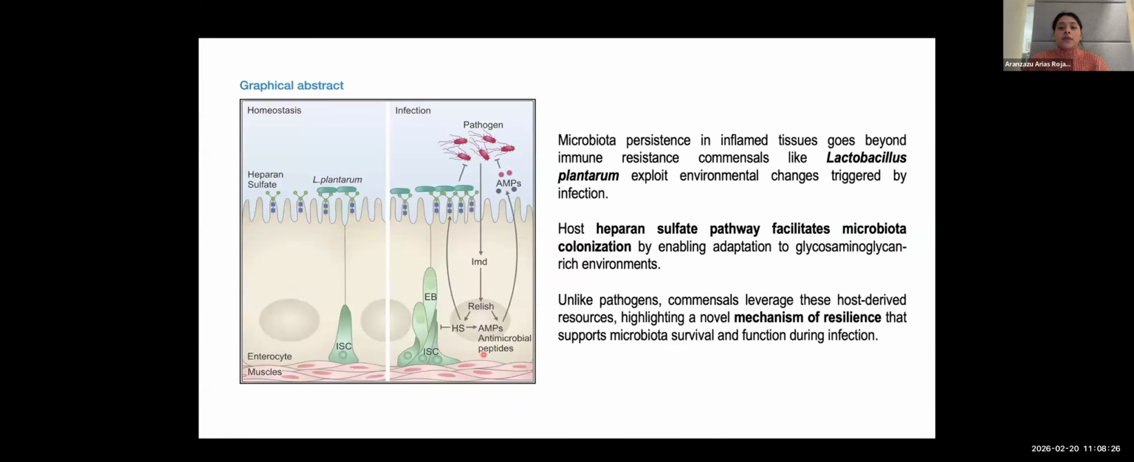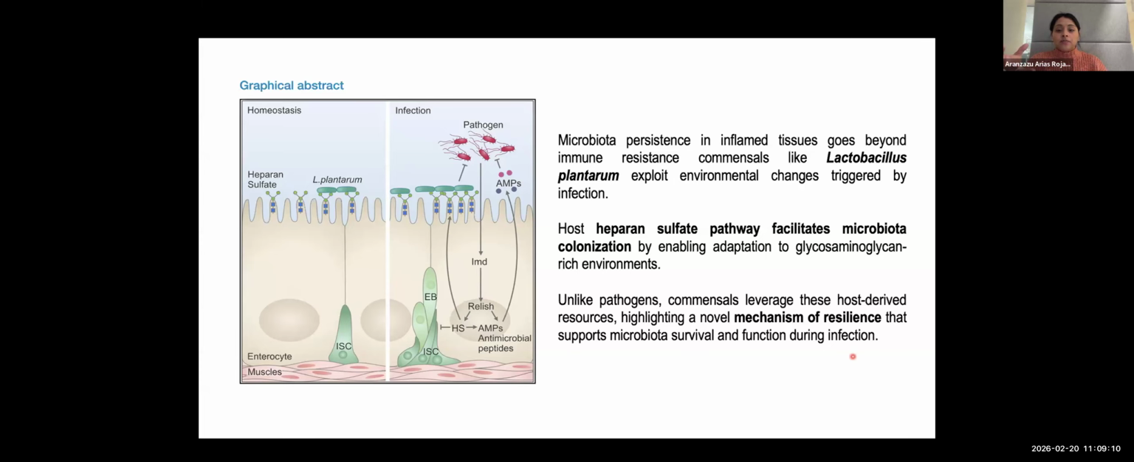And so the overall take-home message of this study is that microbiota can persist. In this case, Lactobacillus can persist in the inflamed environment. This is because it can acquire not only resistance, but also new nutrients in order to expand and thrive in an inflamed environment that is potentially changing all the time. On the other hand, on the host side, we know the heparan sulfate pathway facilitates the colonization of Lactobacillus by enabling adaptation to glycosaminoglycans during the inflammation.